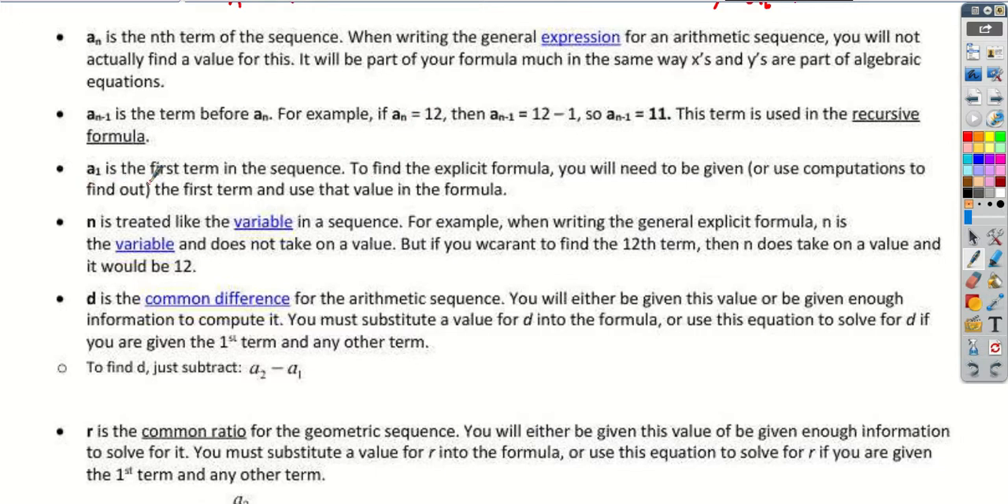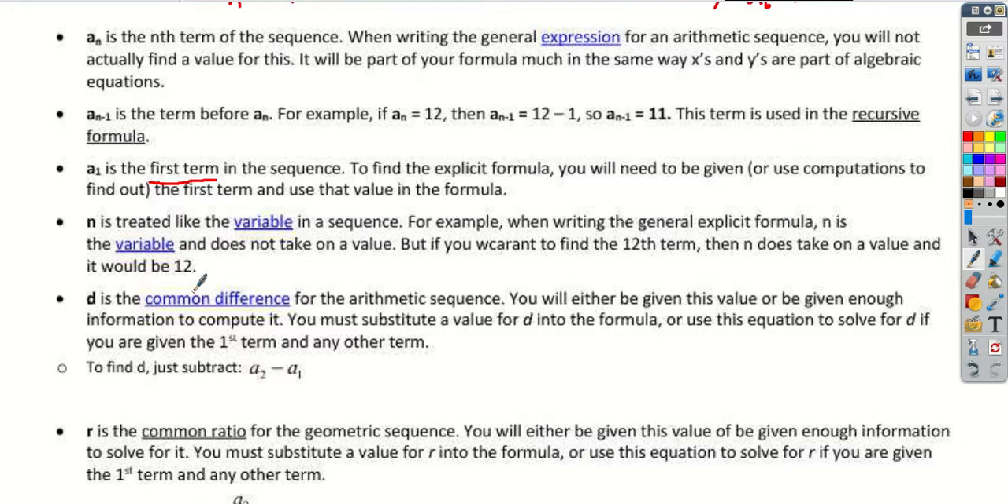A sub 1 is always the first term in the sequence. All right, n is treated like a variable, like x. I'm going to pause while we hear the siren. It's treated like a variable, like an x formula for x. That's the term number. So A2 would be the second term in the sequence.